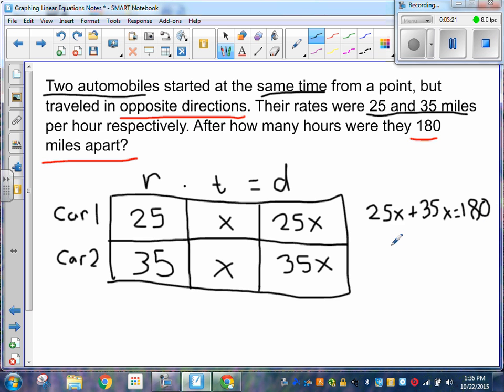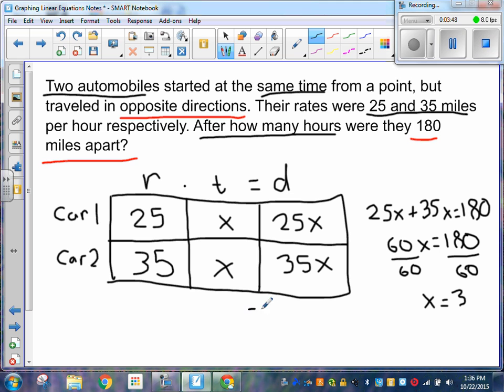If you did this correctly, you should have done 25x plus 35x is 60x equals 180. And then to finish this off, you got to divide both sides by 60 to end up with x equal to positive 3. And if you put that back in the context of the problem, that means after 3 hours, they were 180 miles apart. So did we answer the question? Absolutely. It's 3 hours. Very good if you got that.